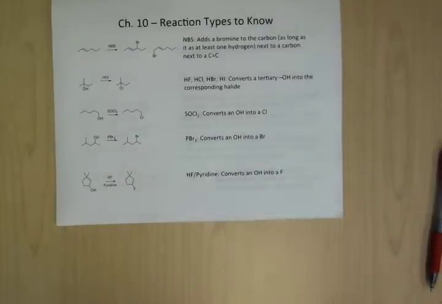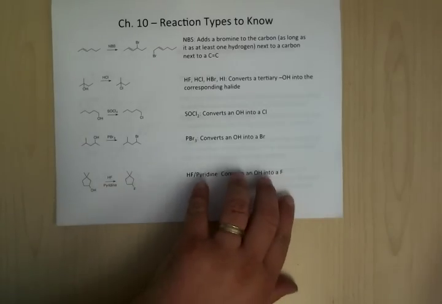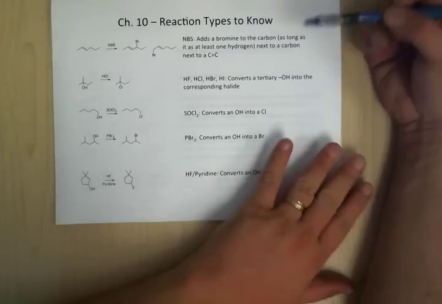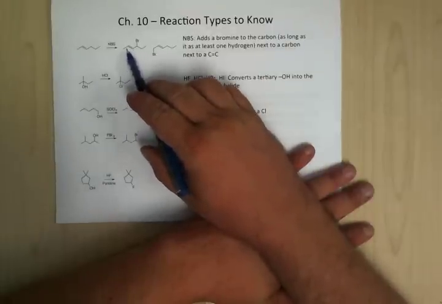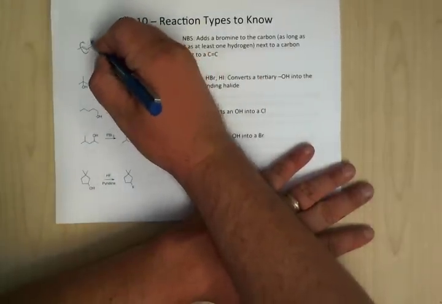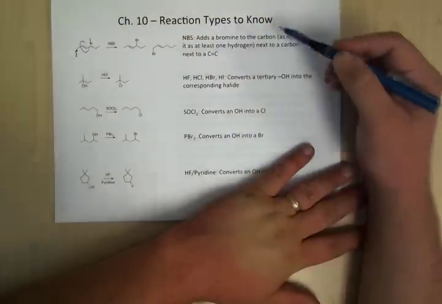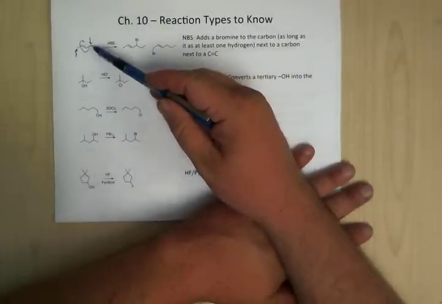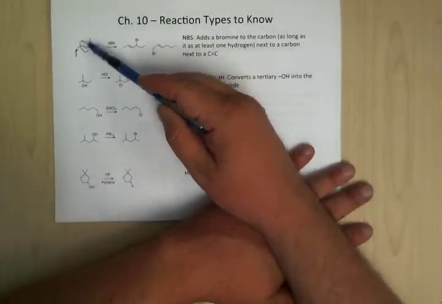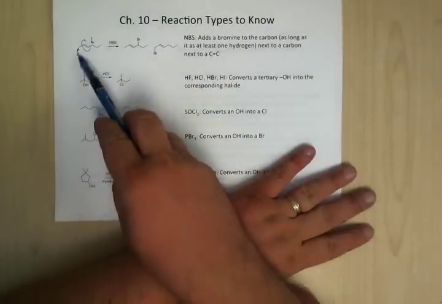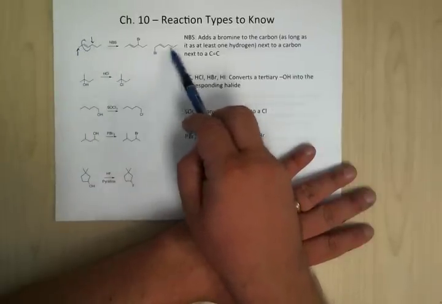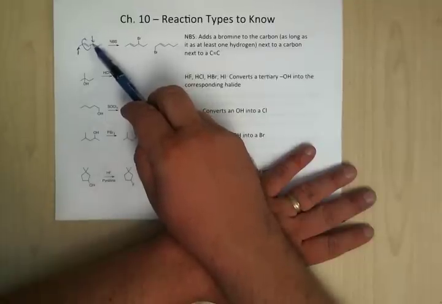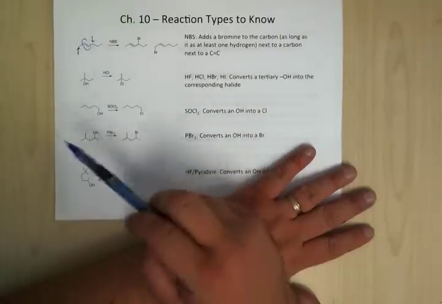So for NBS, you're going to add it to what's called the allylic position, which is the carbon next to the double bond. Here's the double bond, so you're going to add it either here or here. As long as there's one carbon-hydrogen bond on that allylic position, you're good to go. So you can put it on this carbon here, which makes this compound, or you can add it here, that's allylic too, so you can put it there.